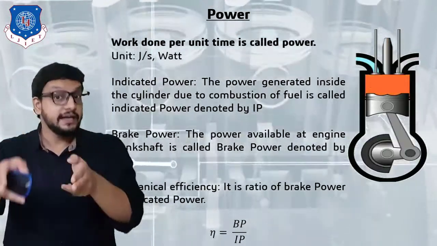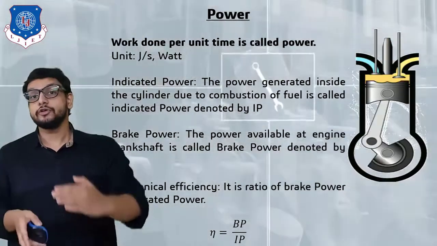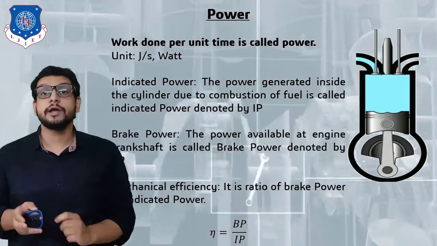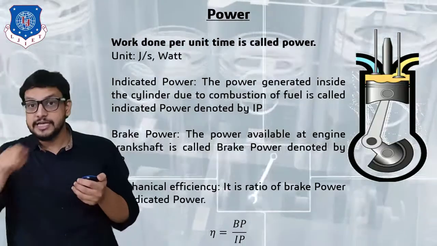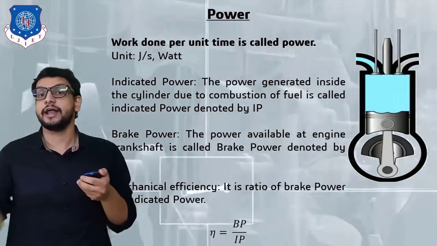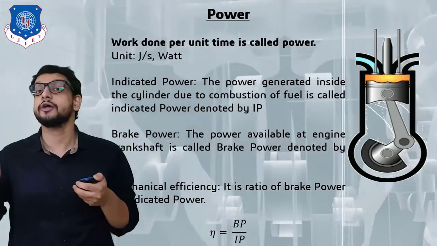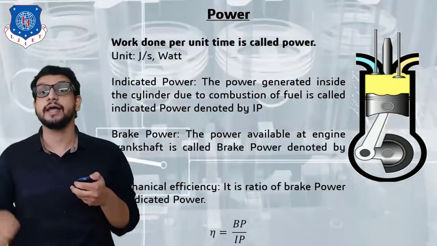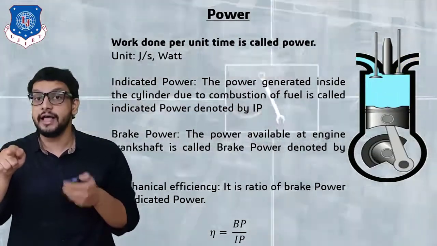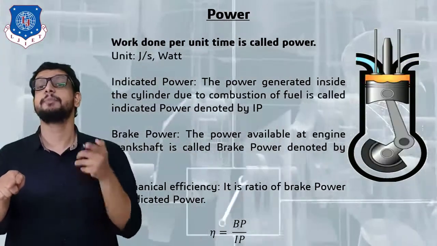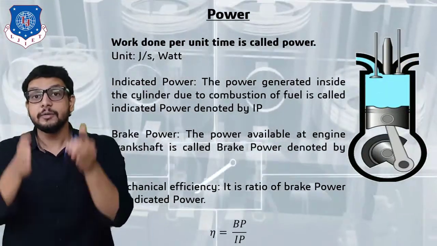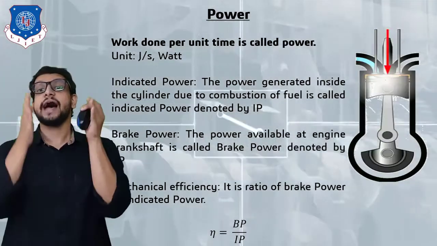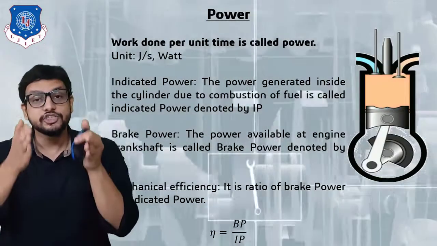Because of this indicated power, the piston is going to move in a downward direction, performing a linear motion, and that push is given to a shaft called the crankshaft. That shaft performs a rotary motion, that is, mechanical power is generated, and that power is also called brake power. So we can say that brake power is defined as the power which is available at the IC engine crankshaft.